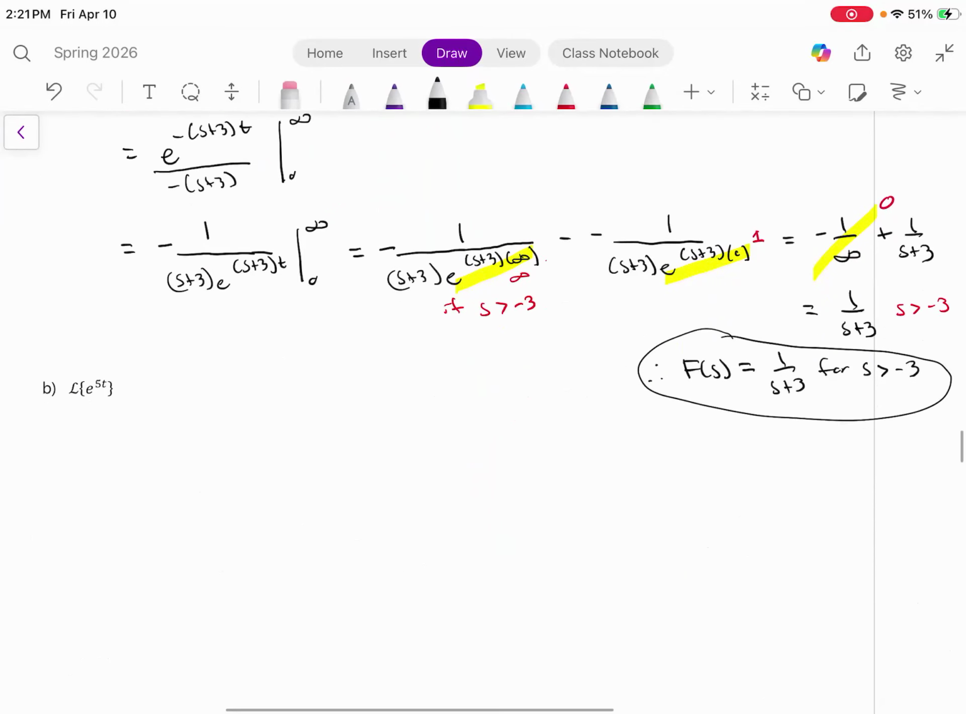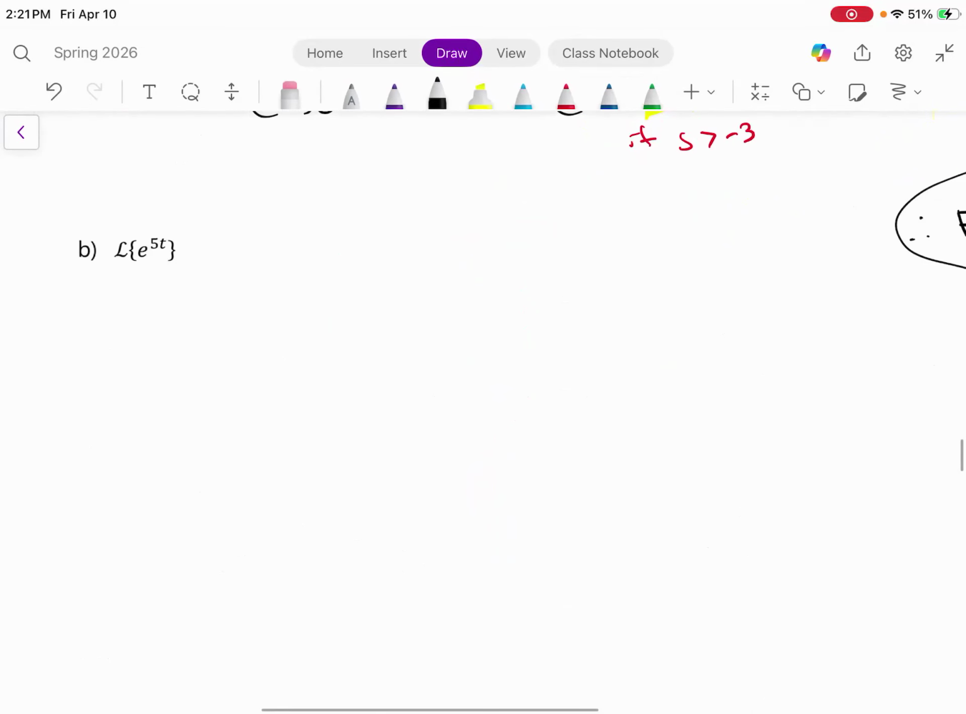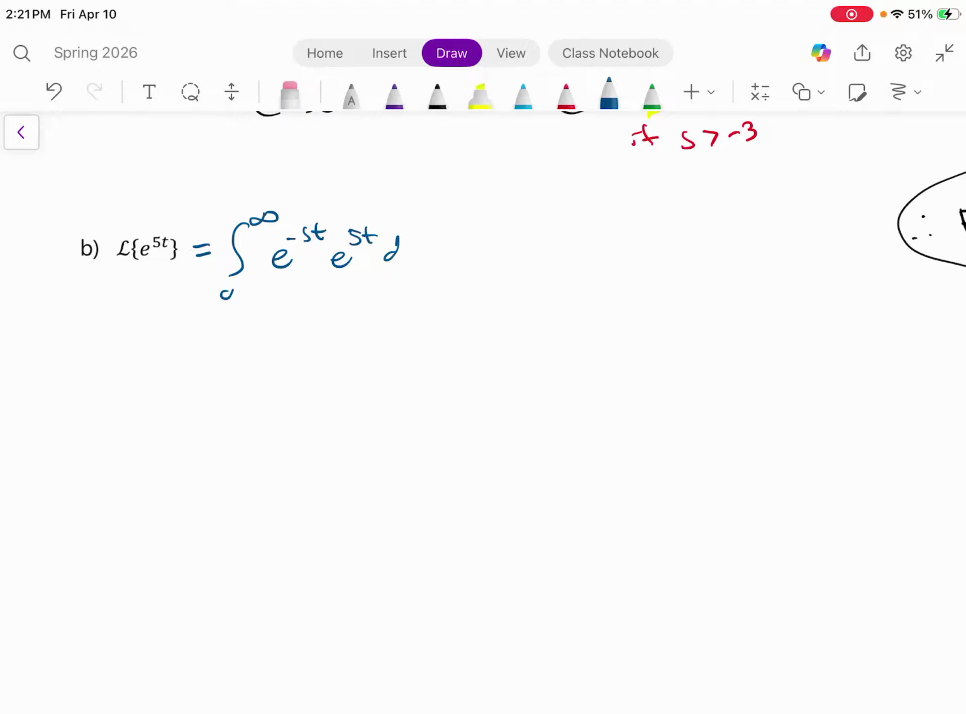Let's go ahead and look at example B now. So example B is Laplace of e to the 5t. We got a positive 5t now, so let's see if this is a different setup. So this would be the integral of 0 to infinity, e to the negative st, e to the 5t dt. So same idea, we could combine exponents, so e to the negative st plus 5t dt.